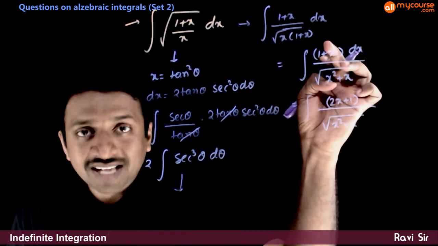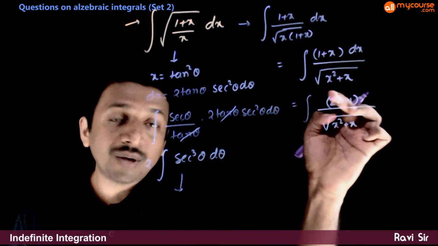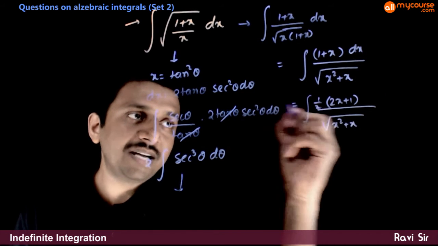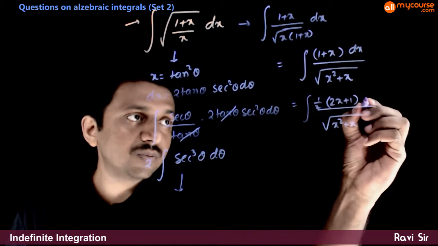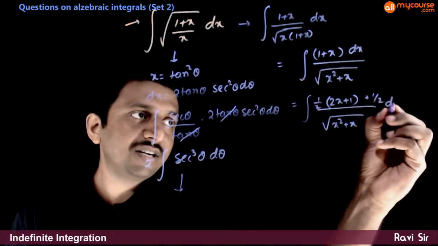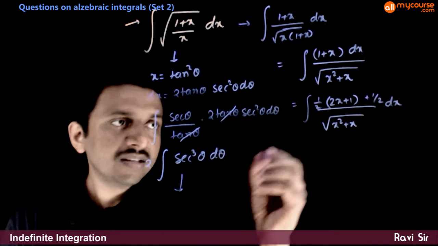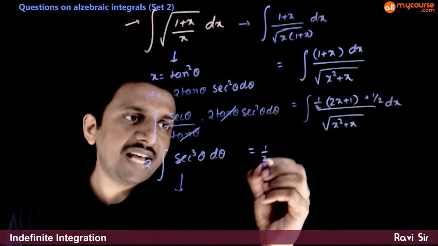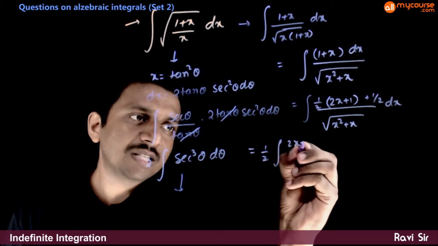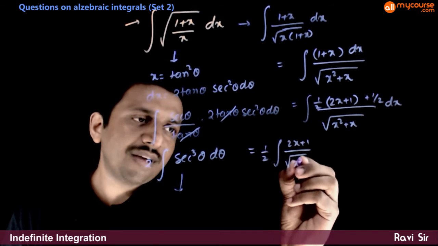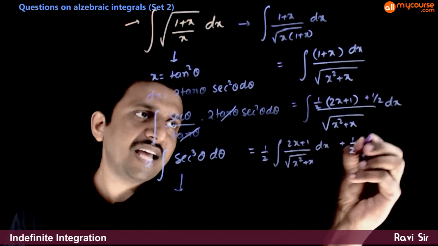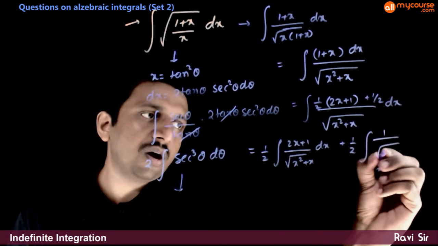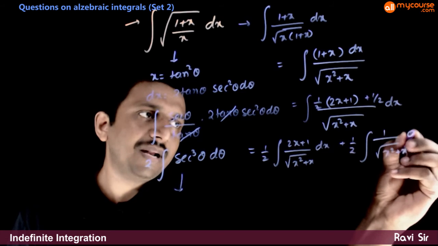Now adjust the x term. You have 1x here, but you have 2x here. So multiply it with 1 by 2. So you have plus 1 by 2, but I need a plus 1. So you need a plus half dx. So that is equal to half times integration of 2x plus 1 by root of x square plus x dx plus half times integration of 1 by root of x square plus x dx.